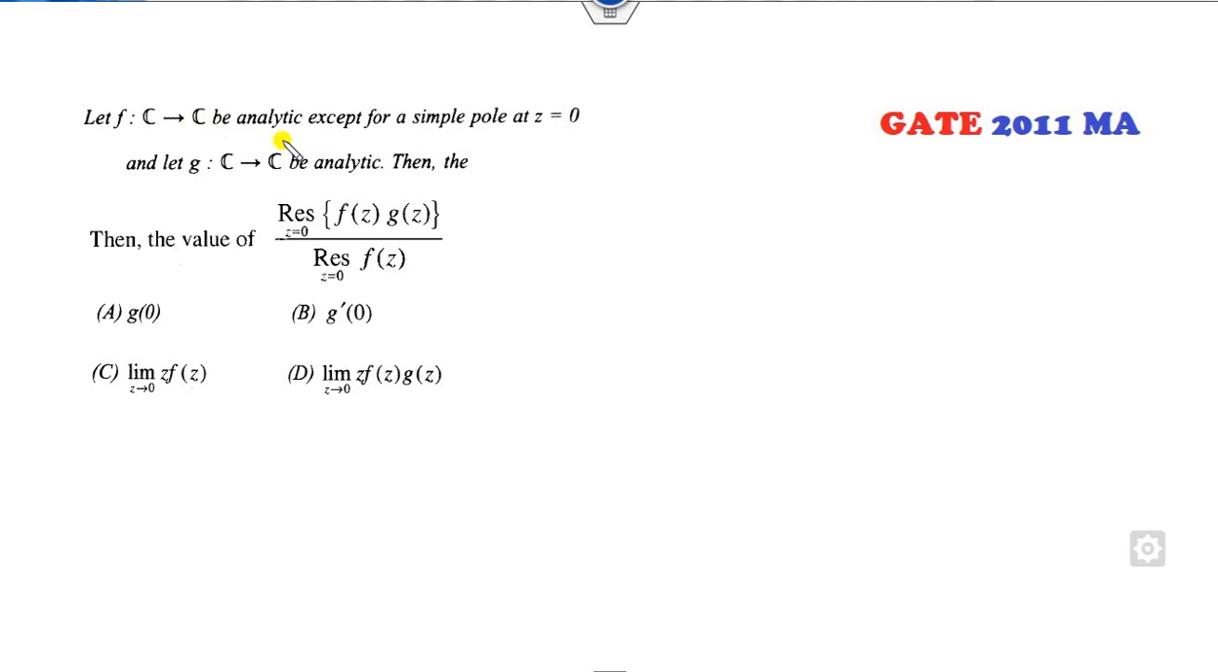F is an analytic function except at the simple pole of this. What does it mean? Do you understand what it means? It means it's a simple pole. Simple pole means at z is equal to 0, so this is here and the power is 1. And g is the analytic function, so I can consider this function as my f. Fine. Then the residue of this function will be here. Now very simple, I think there is no need to solve.